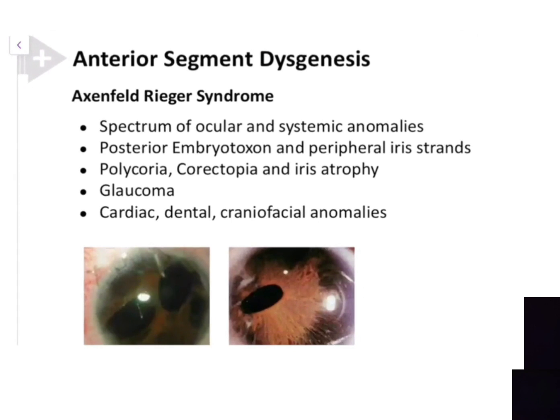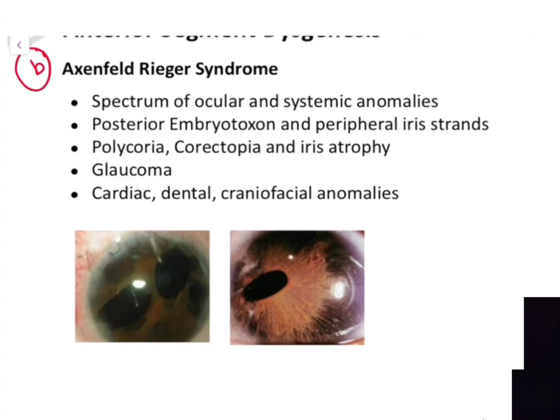Next, there is something with more features, and that is called Axenfeld-Rieger syndrome. Now, this is actually a spectrum of ocular and systemic anomalies where there is a posterior embryotoxon. So, see, the posterior part of the cornea is involved. At the same time, there are peripheral iris strands. So, the stroma of the iris is also involved in this. And you have many disorders in the iris like iris atrophy, polychoria. So, what is polychoria? This is polychoria. Polychoria means multiple pupils.